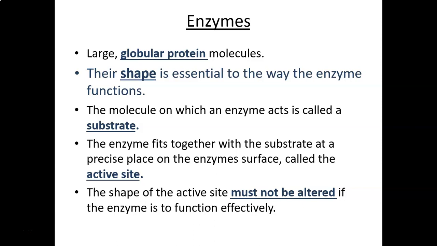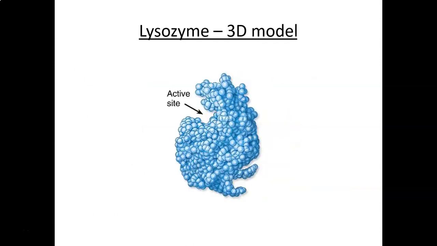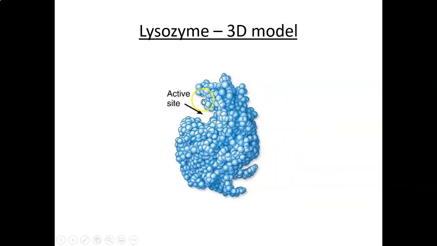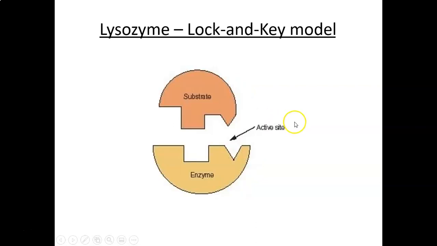You can't change the shape of the active site because the enzyme won't be able to bind to the substrate properly. It won't be able to catalyze that reaction. It won't work properly. Here we have an example of a lysozyme, a ribbon-style model. That's what this shape is representing, and here's the active site. Again, here in a three-dimensional model, is the active site of the enzyme where the substrate is going to bind.